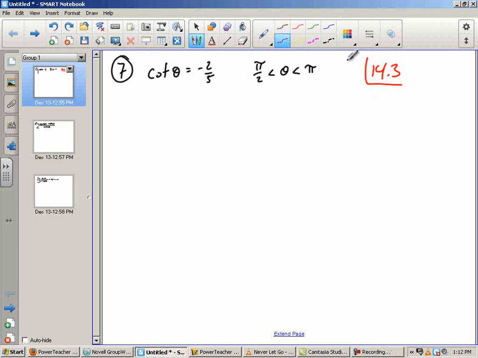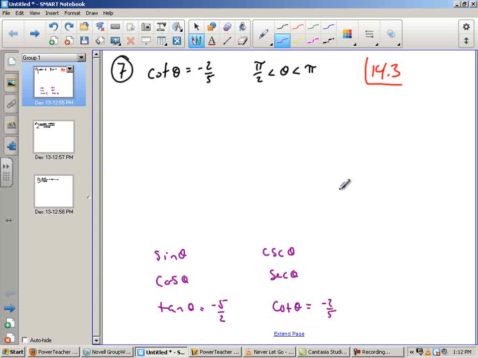Okay, everybody, this is 14.3. I'm just going to go through 3 problems with you. The first one comes from that first section where we're trying to find the 6 trig functions. So I know I've got to find sine of theta, cosine of theta, tangent of theta, cosecant of theta, secant of theta, and cotangent of theta, which I already know is negative 2 over 5. So I might as well come over and say that tangent is negative 5 over 2, reciprocal.